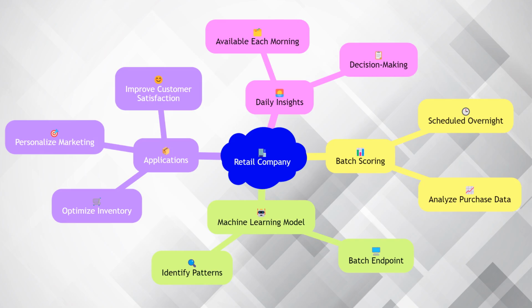Consider a retail company that uses batch scoring to analyze customer purchase data. By deploying a machine learning model to a batch endpoint, the company can process large volumes of transaction data to identify purchasing patterns and trends. This information can be used to optimize inventory management, personalize marketing campaigns, and improve customer satisfaction. The batch scoring process is scheduled to run overnight, ensuring that the latest insights are available each morning for decision-making.